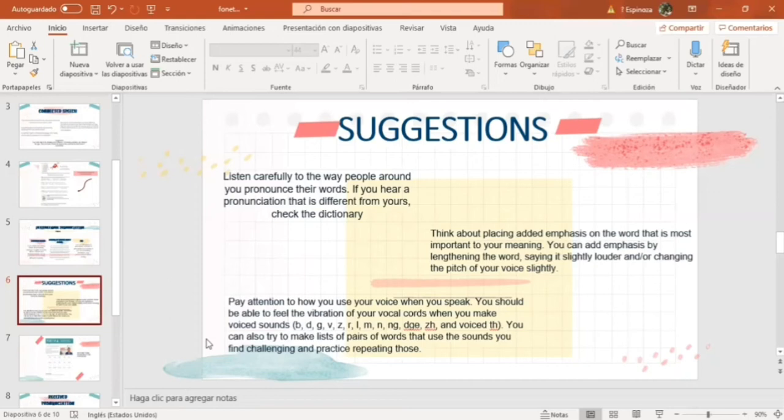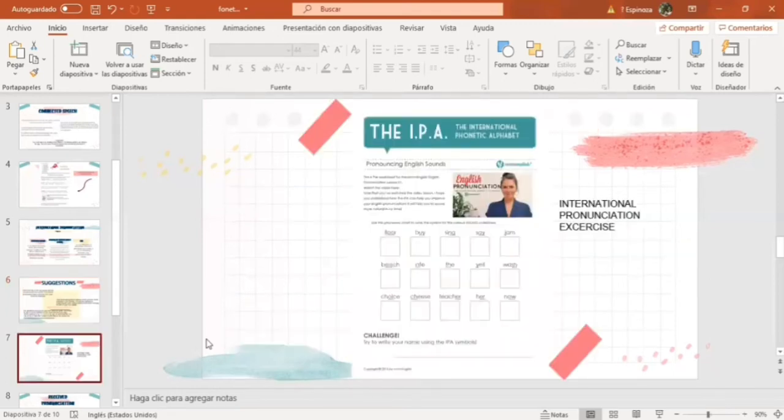And pay attention to how you use your voice when you speak. You should be able to feel the vibration of your vocal cords when you make the voiced sounds. You can also try to make a list of pair words that use the sounds you find challenging and practice repeating those. Again, here is a small example of the IPA, which is the International Phonetic Alphabet.